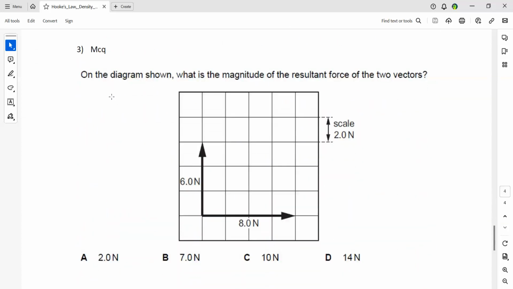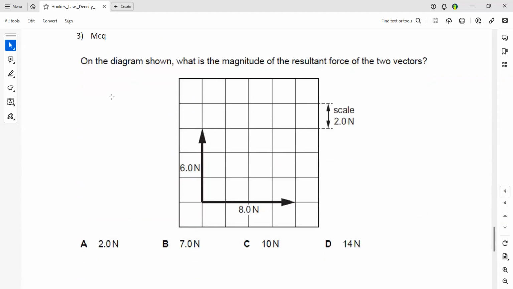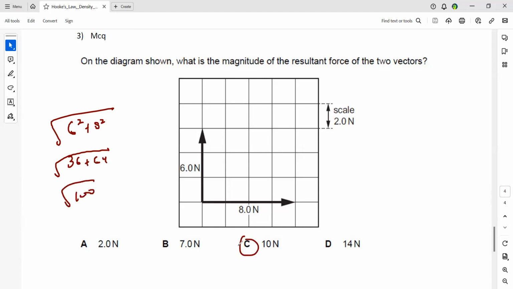In question 3, on the diagram shown, what is the magnitude of the resultant? Magnitude means the value of the resultant. Whenever two vectors are perpendicular to each other, you will use the Pythagoras theorem. So it will be the square root of 6 squared plus 8 squared. 6 squared is 36, 8 squared is 64. The sum will make 100, and the square root of 100 is equal to 10.